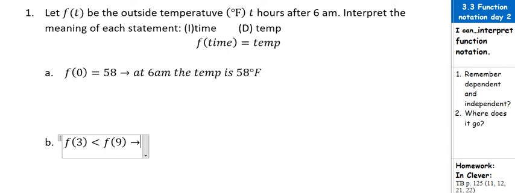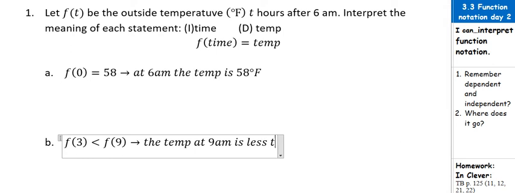Well, f of 3, what does that mean? Well, 3 is t, so 3 hours after 6 a.m. So at 9 a.m., okay, so the temp at 9 a.m., what is this symbol here? It's less than. What does this represent? So 9 hours after 6 a.m. So that's actually 3 p.m.